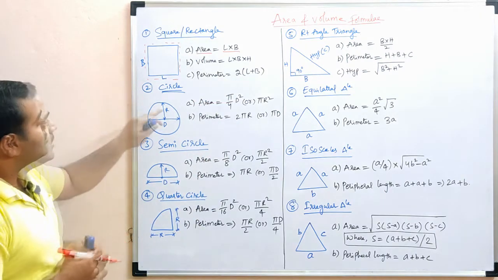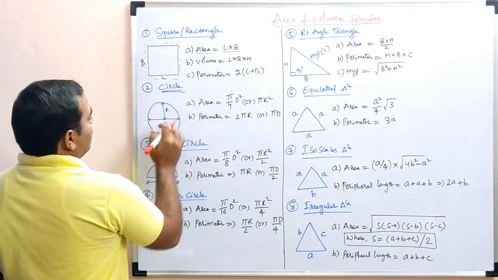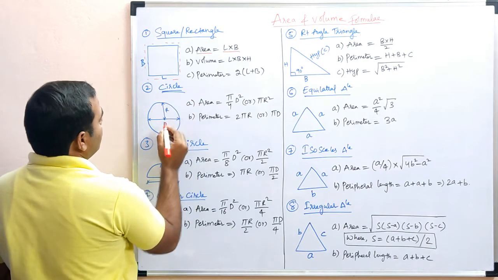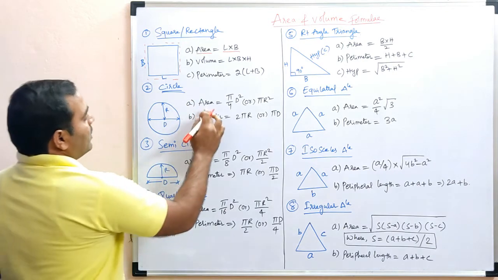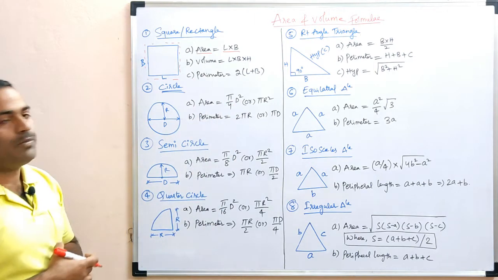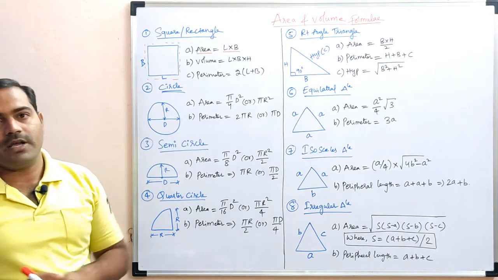Coming to the circle, what is the formula for a circle? This is the circle. From this end to this end we call it a diameter, and from this end to the center of the circle it is called a radius. So area is equal to pi by 4 d square. Area of a circle is equal to pi by 4 d square. It is also written like this, pi r square.